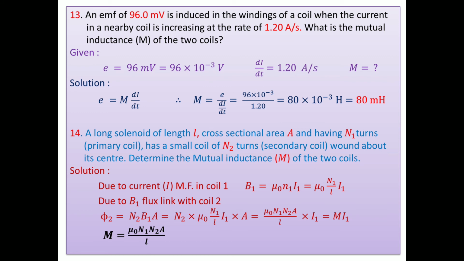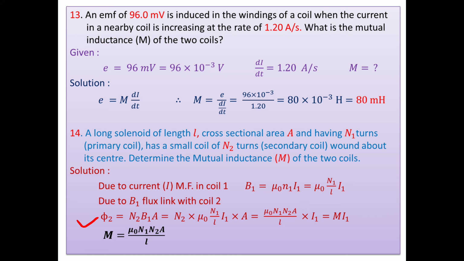Due to current I, the magnetic field in coil 1 is B1 equal to mu 0 N1 I1. Simply, N1 means number of turns per unit length, means N1 upon L, where L is the length. Okay, due to B1, flux links with coil 2. Then the flux linked with coil 2 is phi 2 equal to N2 B1 A, assuming that cos theta is 0.